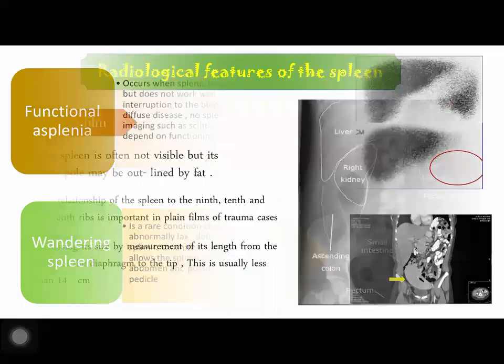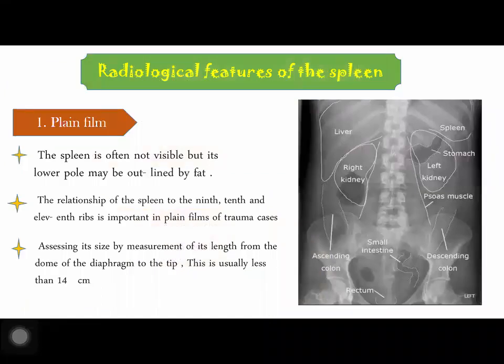Radiological features of the spleen. According to Blank, the spleen is not well seen on X-ray, but its lower pole can be outlined by fat. The relationship of the spleen to the 9th, 10th, and 11th ribs is so important in traumatic cases on plain film, because any fracture of these ribs may cause rupture of the spleen.